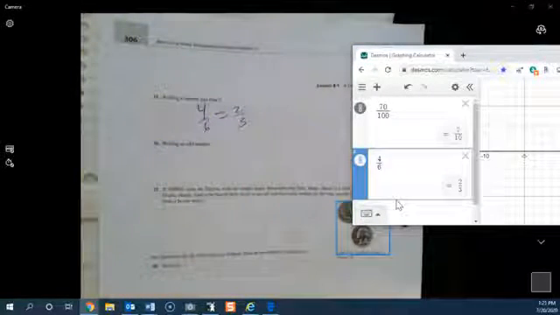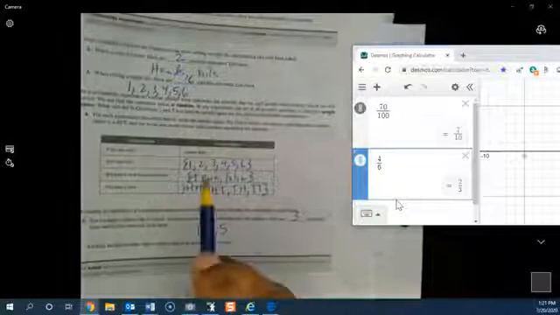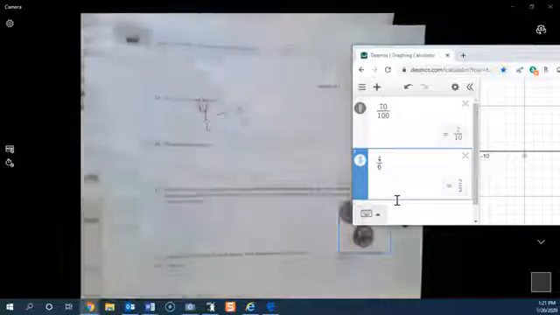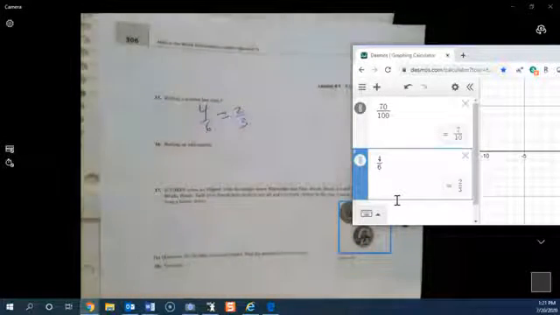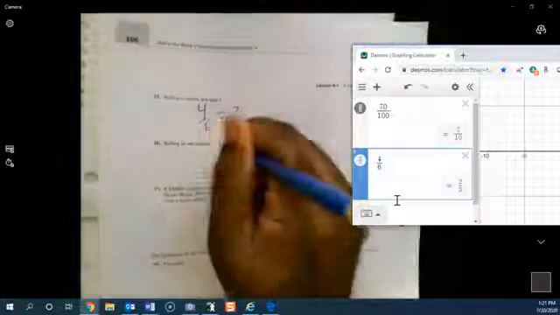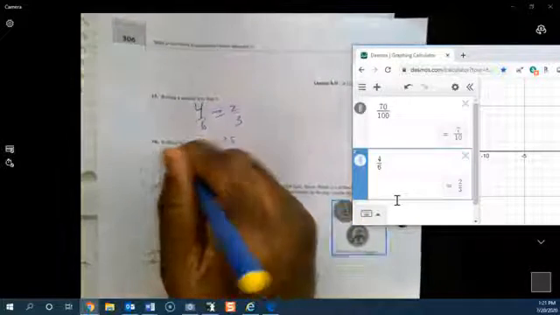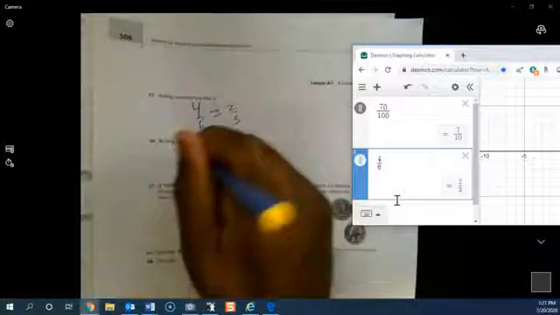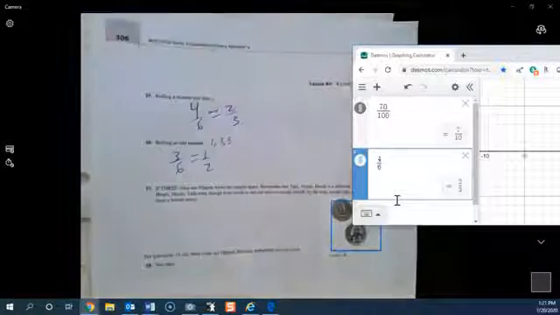Now it says rolling an odd number. Now again, we go back here, look at the numbers. The odd numbers we know are 1, 3, and 5, and we know that's 3 out of 6, which is 1/2 when it's simplified.